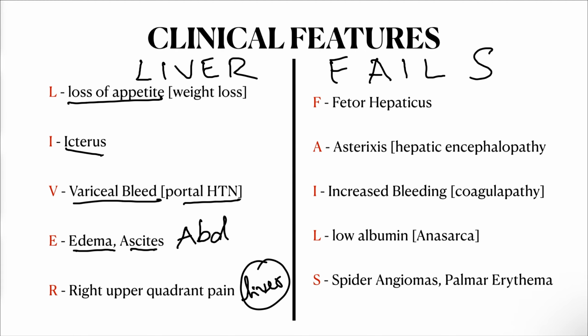And then you have fetor hepaticus, asterixis, increased bleeding, coagulopathy because you know all the coagulative proteins are present in the liver, and L for low albumin, which causes anasarca, and spider angiomas and palmar erythema. So cirrhosis presents with features of portal hypertension and features of liver failure.